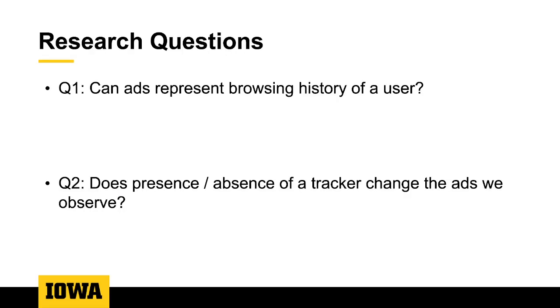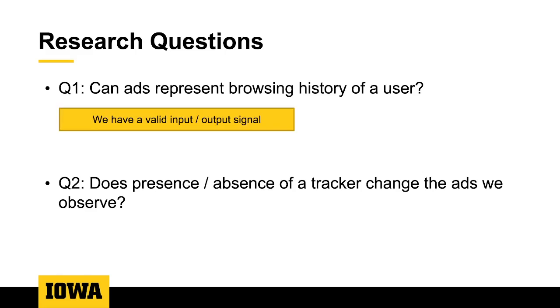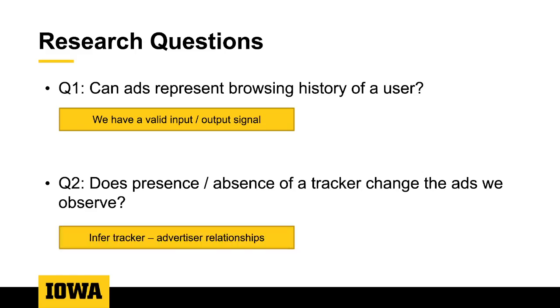Now, theoretically, our problem reduces well to network tomography. However, to verify this, we first use the principles of network tomography to answer the question, can ads represent the browsing history of a user? And if true, this means we have a valid input endpoint, which is the user profile, which represents or influences an output endpoint, which is the ads. Second, using this input-output signal or endpoints, we check, does presence or absence of a tracker change the ads that we observe? And essentially this will help us uncover or infer tracker-advertiser relationships.